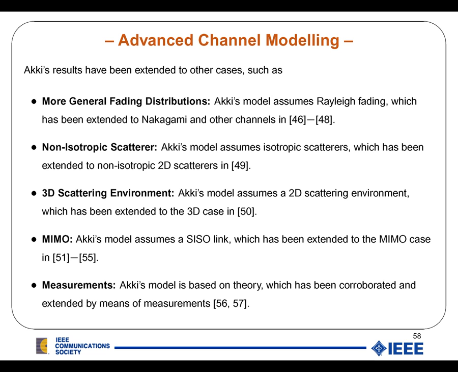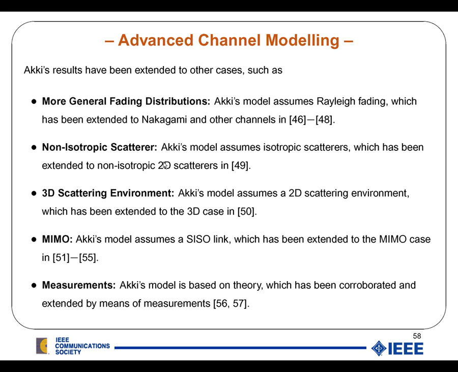The model which I presented stemmed from Aki's results and had then been extended by Patel and Stuber, but more general models are available today. For instance, a more general fading distribution has been considered in 46 and 48, because the model I presented to you just assumed Rayleigh fading. Also, as I said before, we assumed isotropic 2D scatterers.